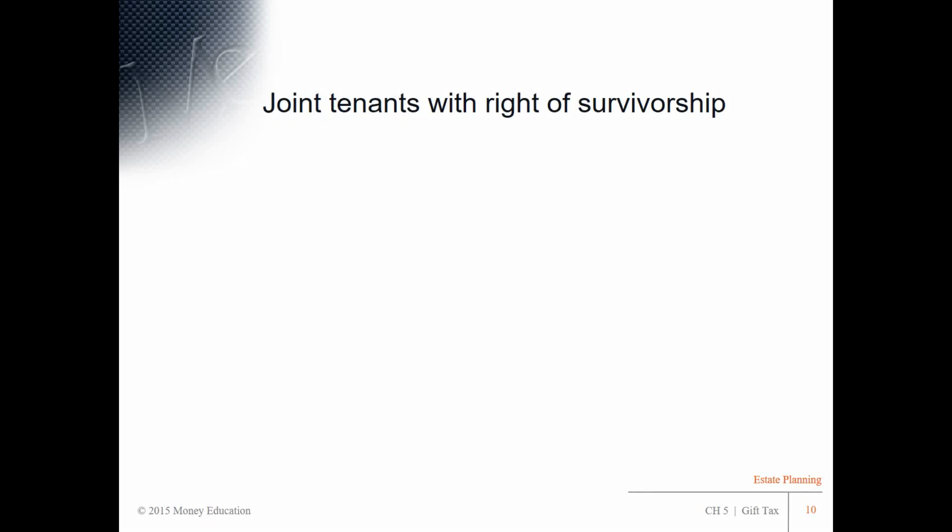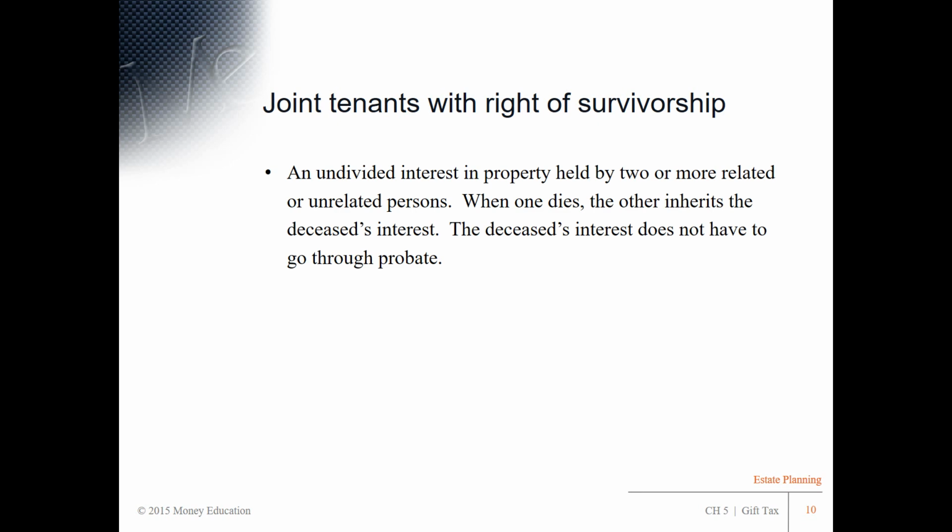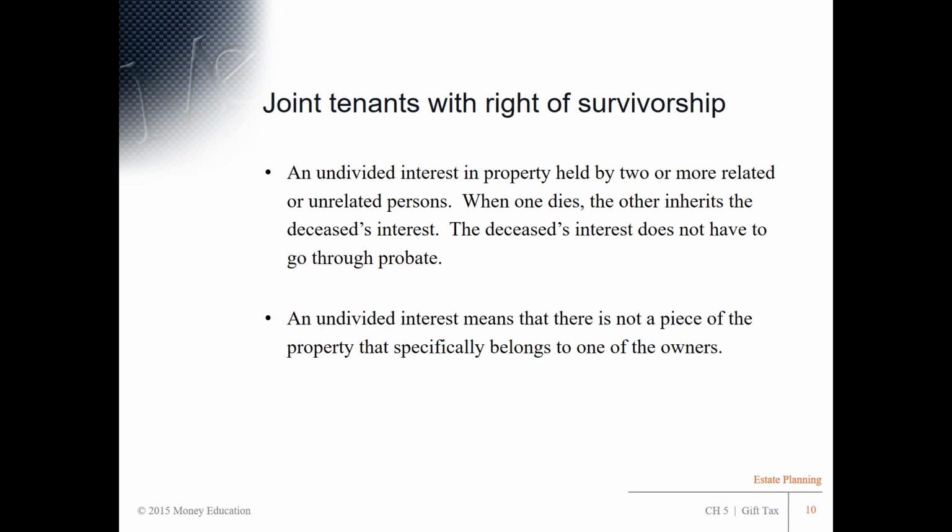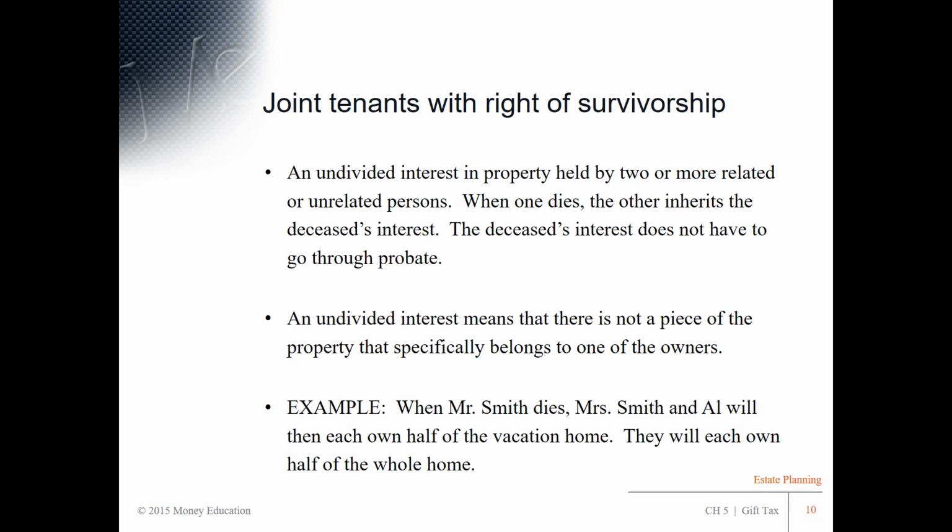Joint tenants with right of survivorship, you may or may not know exactly what that is, but it gives an undivided interest in property held by two or more related or unrelated persons. So when one dies, the other inherits the deceased interest, and the deceased interest does not have to go through probate, which is a really, really big deal. So an undivided interest means that there is not a piece of the property that specifically belongs to one of the owners. Like this vacation home of the Smiths, it's not like Al owns the north half of the home and the Smiths own the south half of the home. They all own all the home, but they only own half of it, but you can't tell exactly which part of the home each one owns.